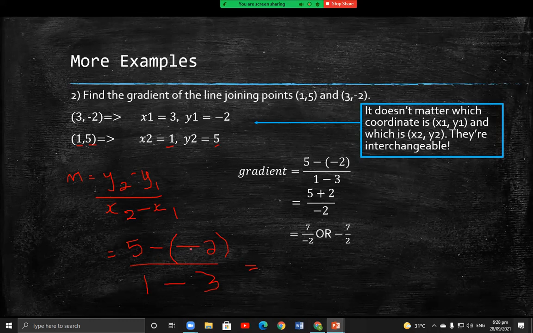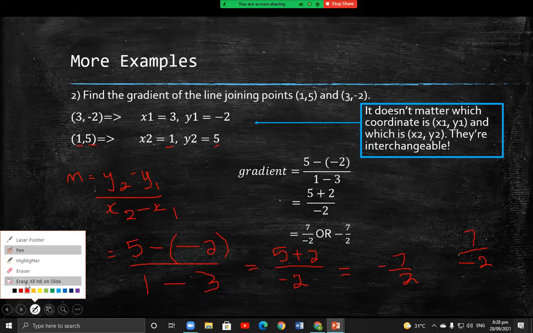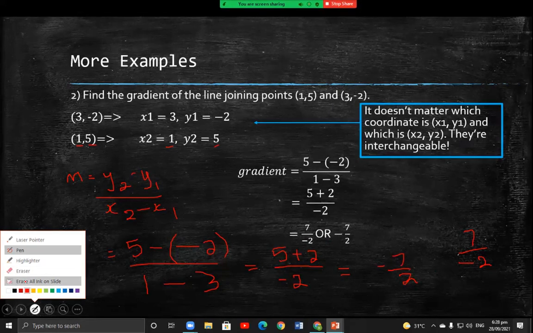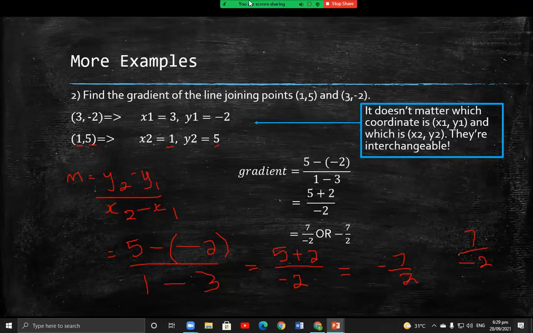We know a minus and a minus is a plus. So this becomes 5 plus 2. Don't let them trick you with that. And 1 minus 3 is -2. 5 plus 2 is 7 over -2. That's -7 on 2, or some people prefer to put the 7 on -2. Doesn't matter. So everybody understand that? All you have to do, identify x, y, put it into the formula, and you have your answer. That's it. Everybody understands? If not, let me know.